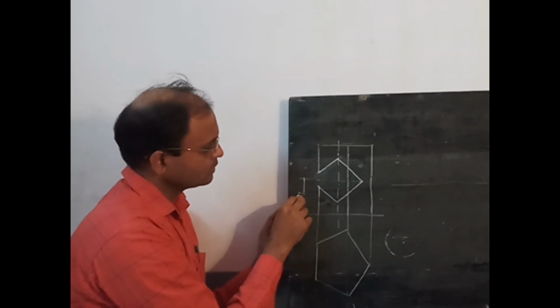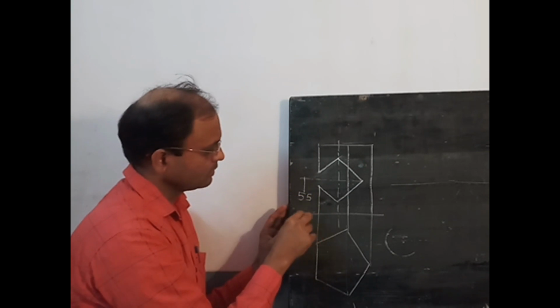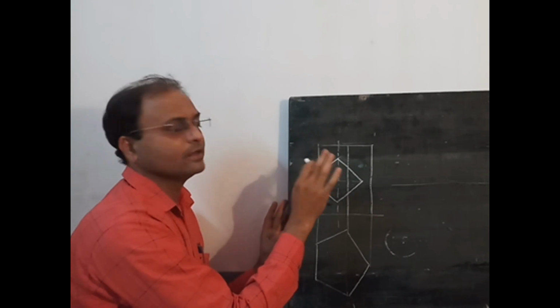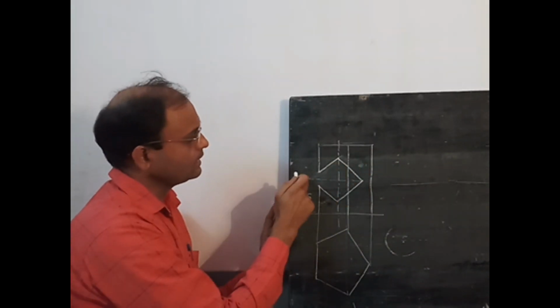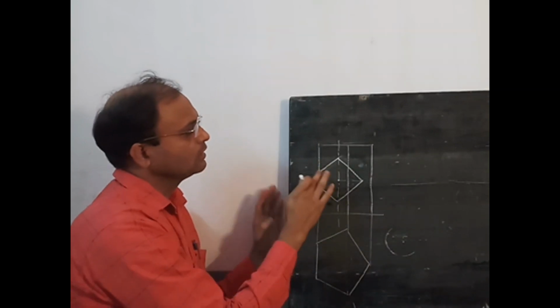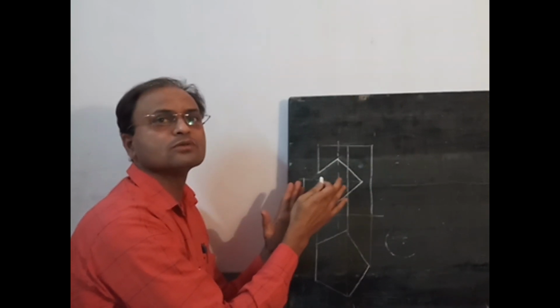The height of the center of this hole is 55 from HP, and the side of the square hole is 55. So a square hole of side 55 and height of the center of the hole 55 from HP is drawn, and this way we have reproduced this front view.